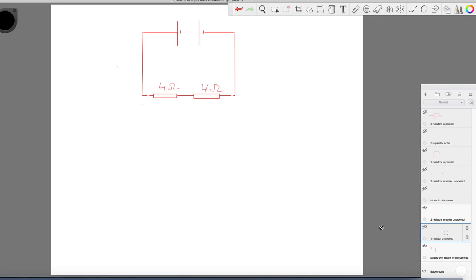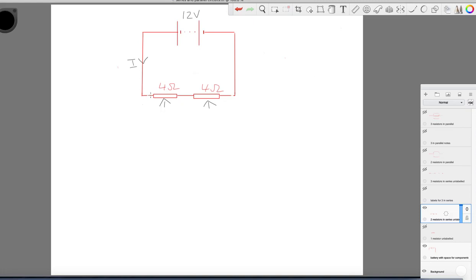Here we have, if we had 12 volts. Again, all of the current that flows out of the battery flows through this 4 ohm resistor and this 4 ohm resistor. This is a series circuit because all of the current that flows through any one of the things in the circuit flows through all of the others. That's what makes it a series circuit.